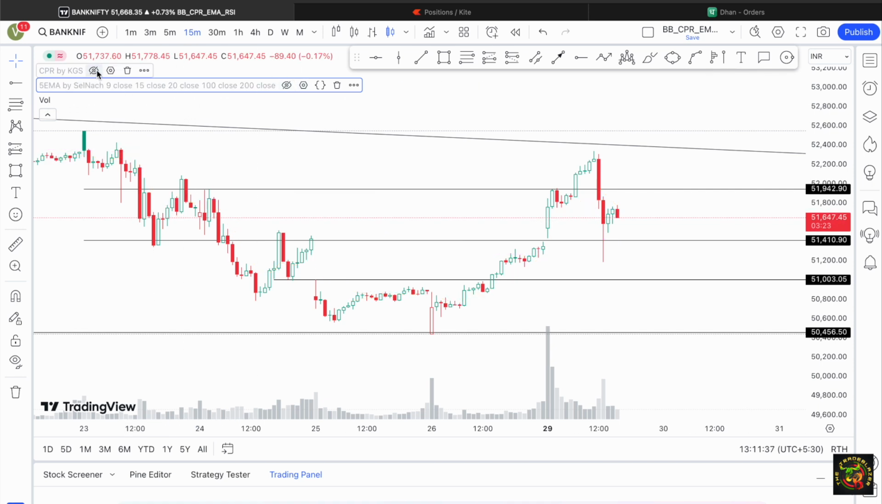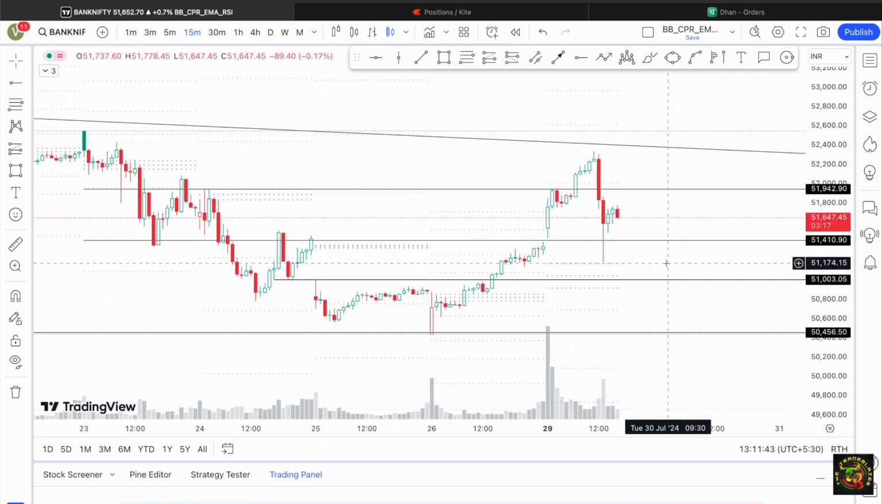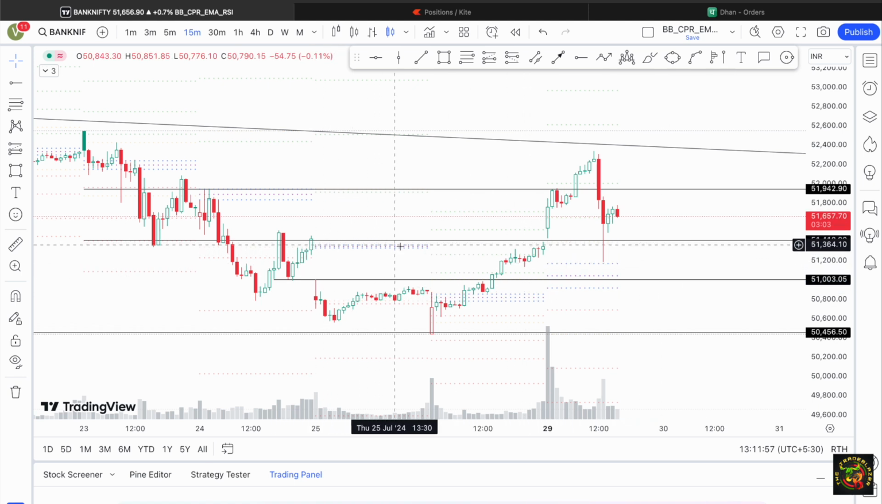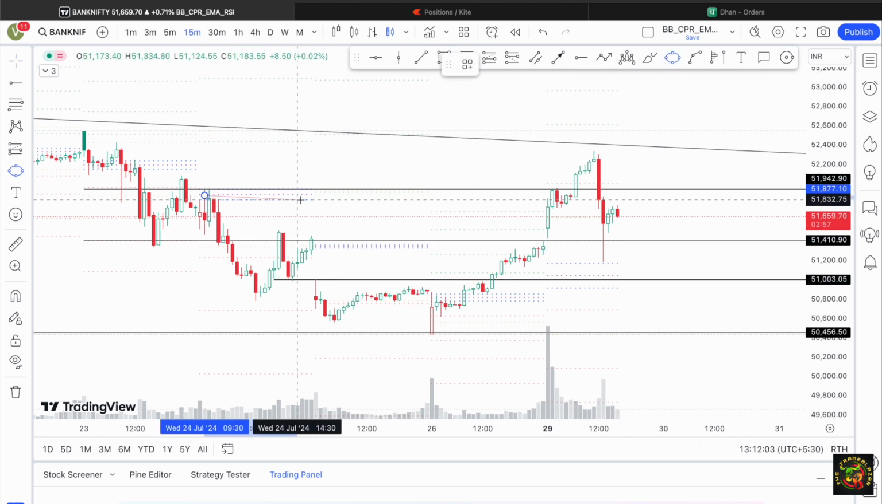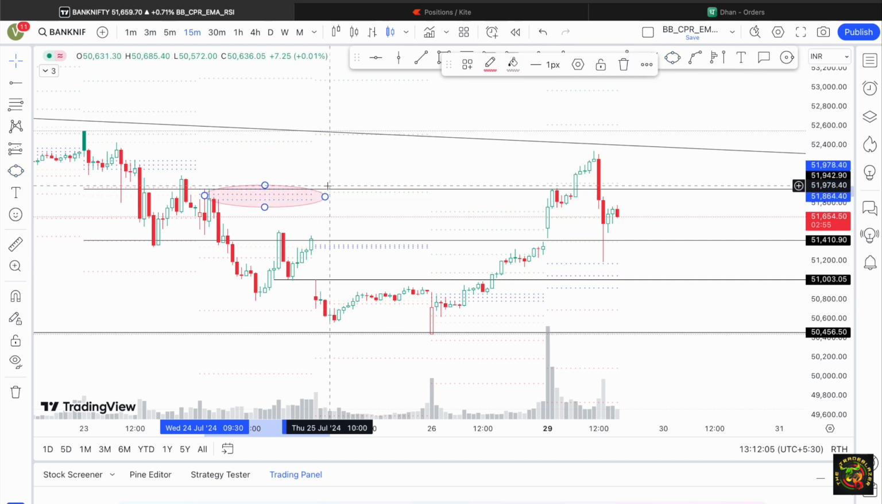If I close it, the second one is CPR by KGS. This is a CPR indicator. I don't trade based on this, but if I have a sideways view or trending view according to my analysis, then in addition to that, maybe I will look at the CPR alone. So this part alone. You can see this is called the CPR.